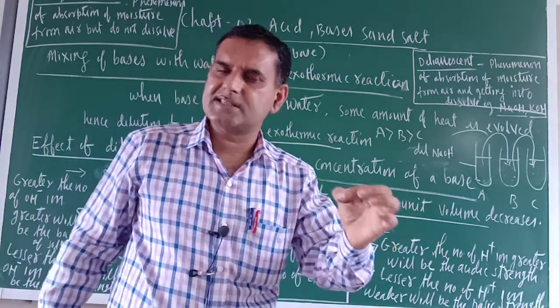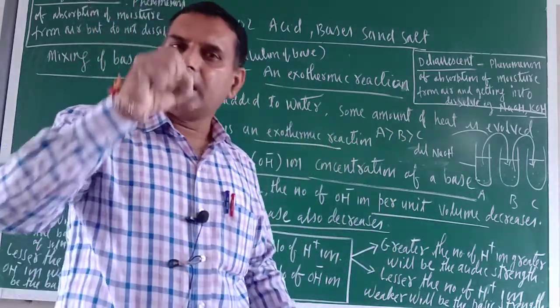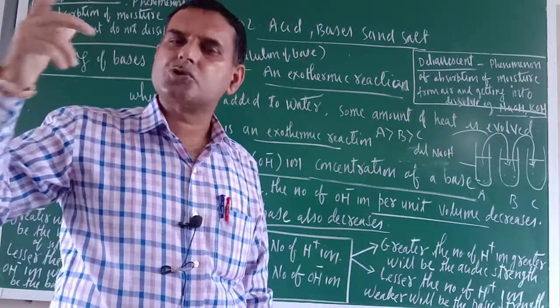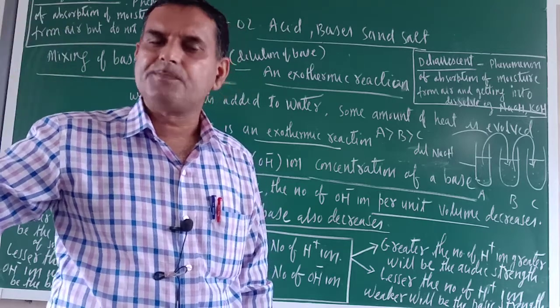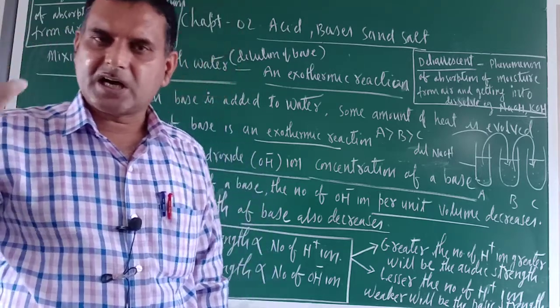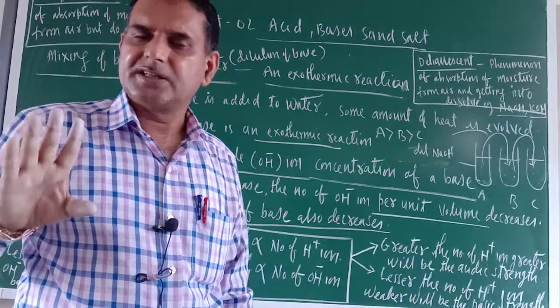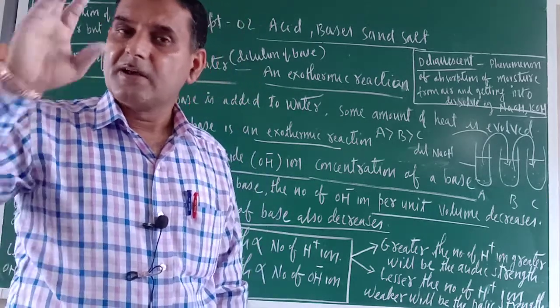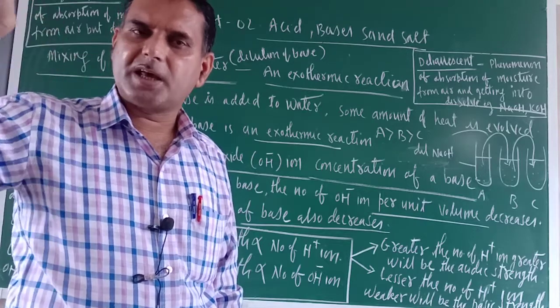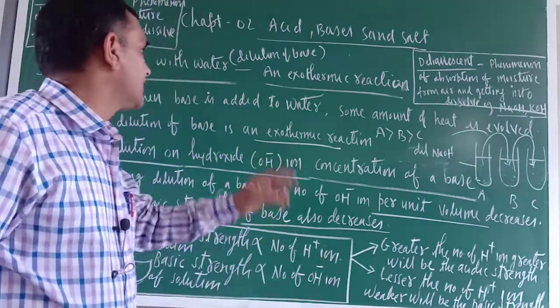Such substances are called deliquescent. NaOH, that is caustic soda, and KOH, caustic potash. Caustic soda is NaOH, caustic potash is KOH. They are such kind of substances which absorb the moisture from air and get dissolved into it.